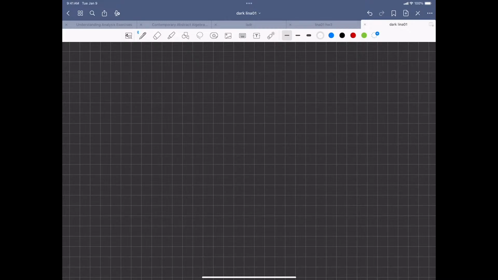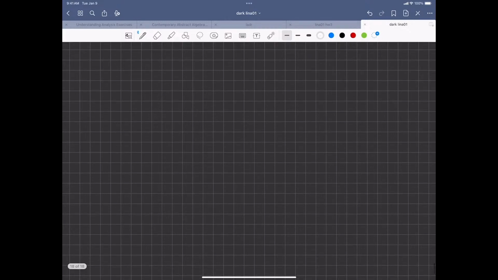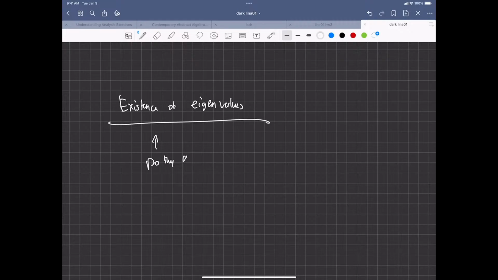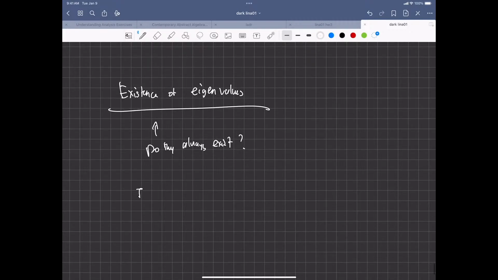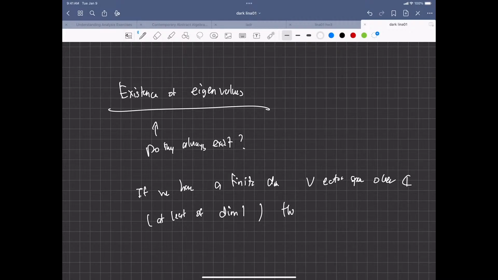First of all, we still haven't answered the big question we started at the start, which is the existence of eigenvalues, right? Do they always exist? Well, it turns out that if we have a finite-dimensional vector space, of dimension at least 1, over C, then it must have an eigenvalue.